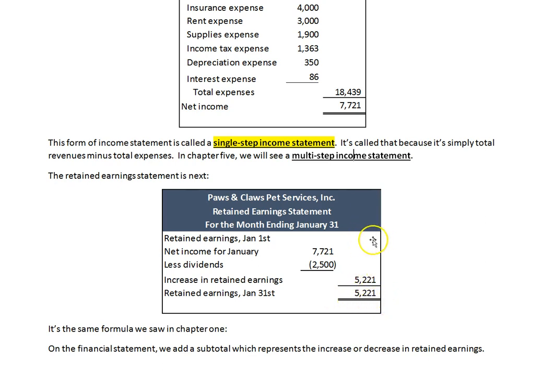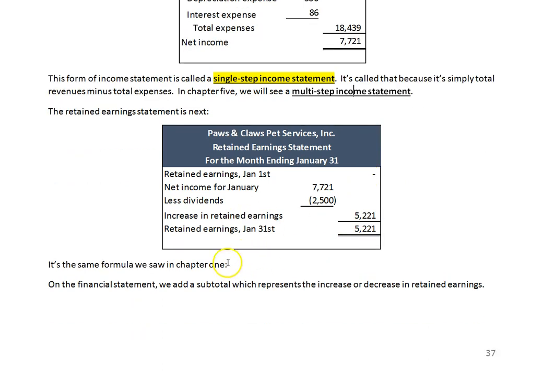So it's not always 0. It's 0 if the business is new. Otherwise, it's the prior ending balance. We can see that formula that I'm talking about: beginning balance plus net income minus dividends equals ending balance of retained earnings.